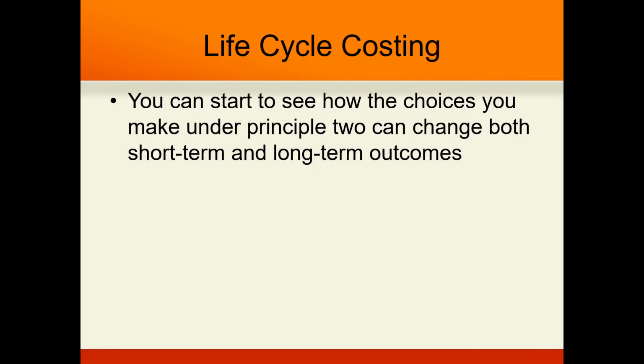Now, you can start to see how these choices you make under the principle 2 can change both our short-term and long-term outcomes, because as we focus on a quality or a scope of work, we end up starting to see that it changes the outcomes of the other 2. You can see how they're all related. It's like a 3-legged stool, and focusing on 2, the other one's always going to be the one that's going to vary.